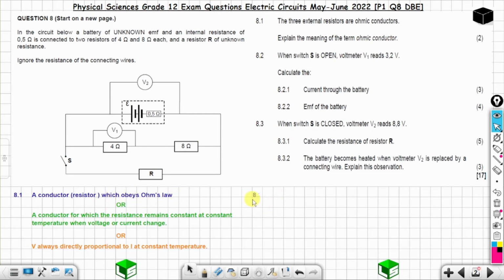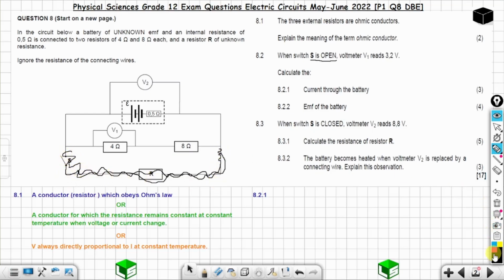Question 8.2. We are going to solve 8.2.1. Okay, 8.2, when switch S is open, voltmeter V1 reads 3.2 volts. Calculate the current through the battery. 3 marks. Okay, so when switch S is open, now this branch is useless. When switch S is open, you don't have this branch.